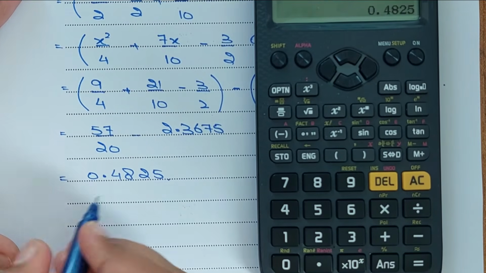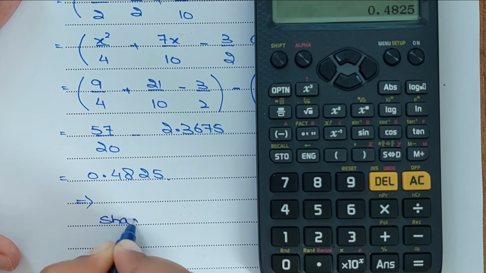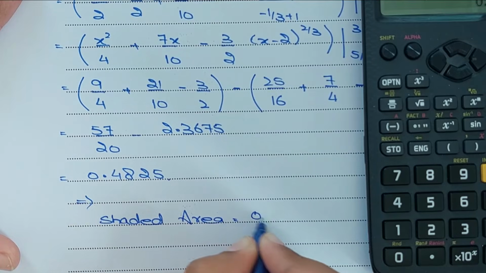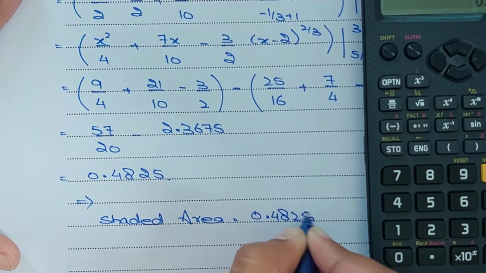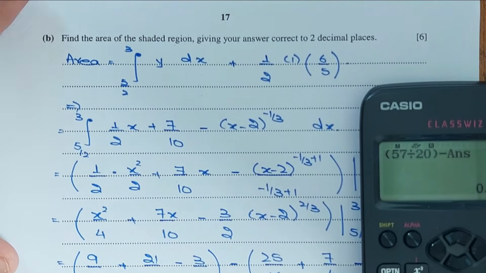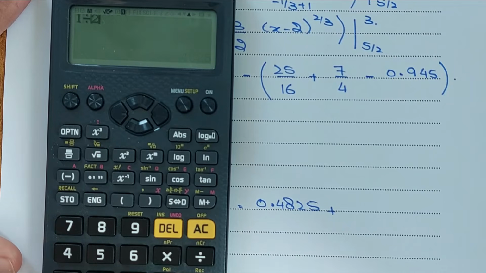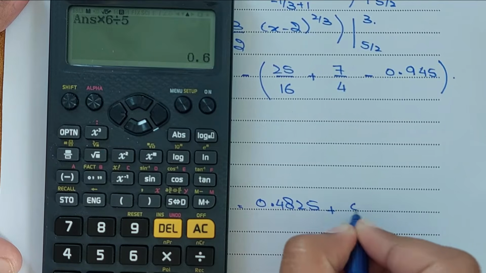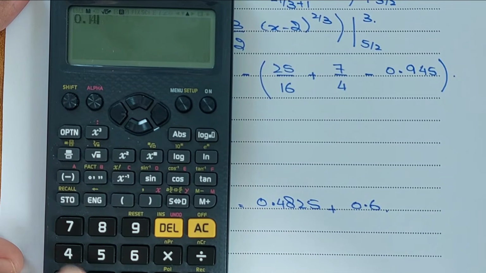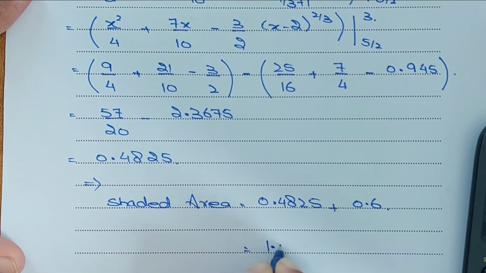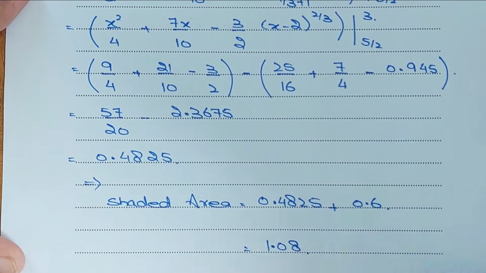Now let me find the shaded area, which is the sum of 0.4825 and half base times height, half times 1 times 6 by 5, which is 3 by 5, 0.6. So 0.4825 plus 0.6 is 1.08. 1.08 square units is the shaded area.